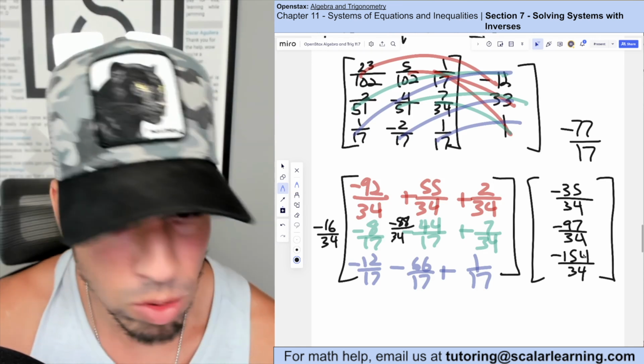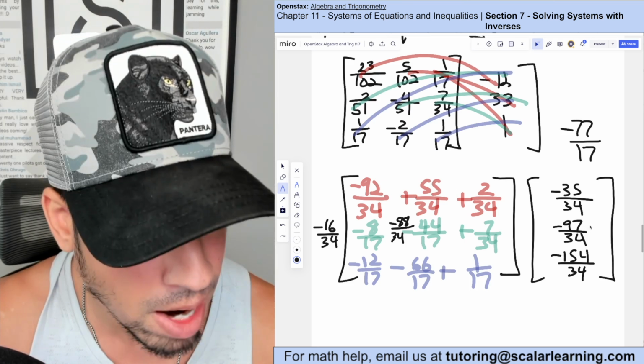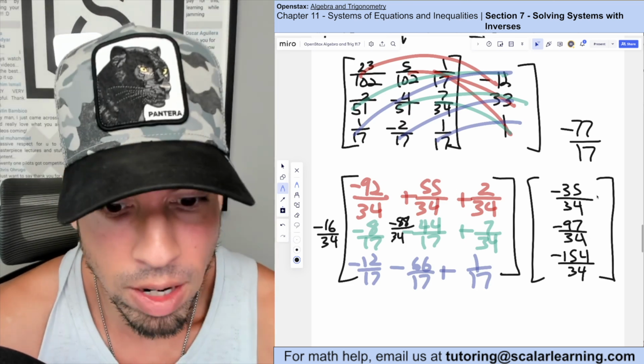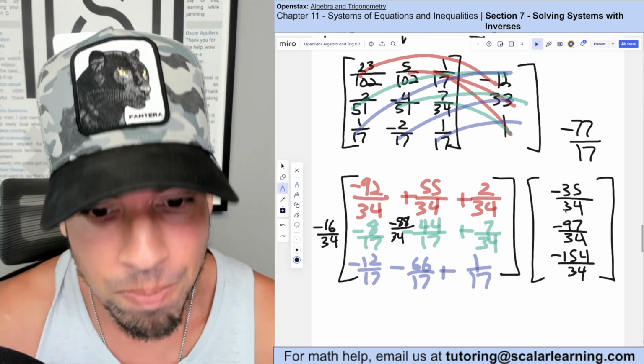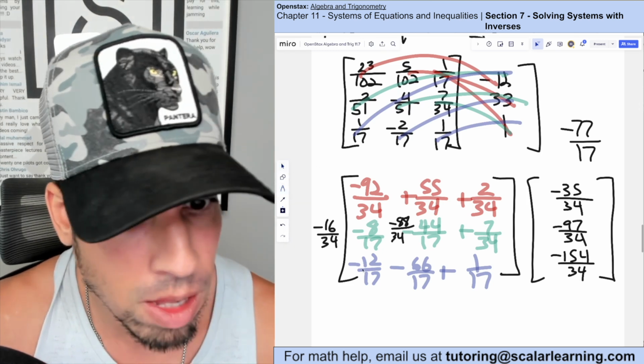Okay, the only reason I'm doing that is because in the back of the book, they factored out 1 over 34, which is optional. You don't have to do that. You can leave it like that and put it in there as your 3 values. But I'm just following that precedent.